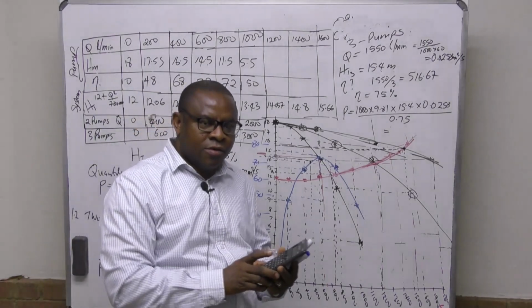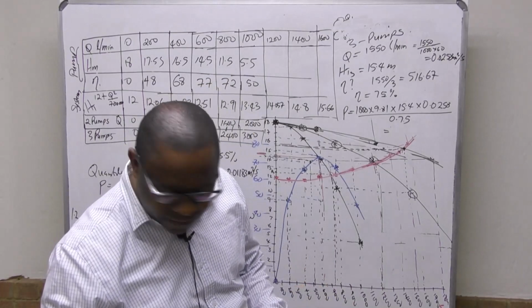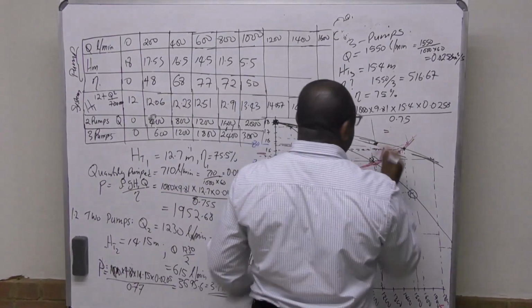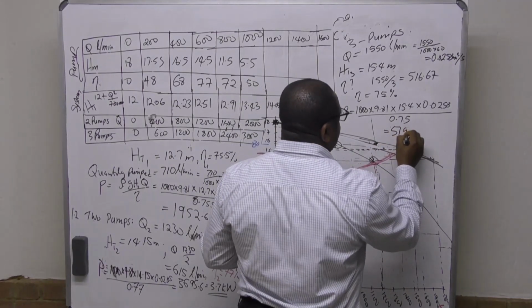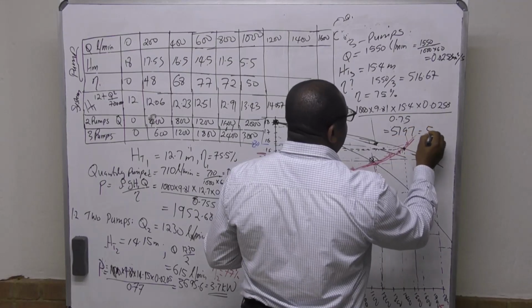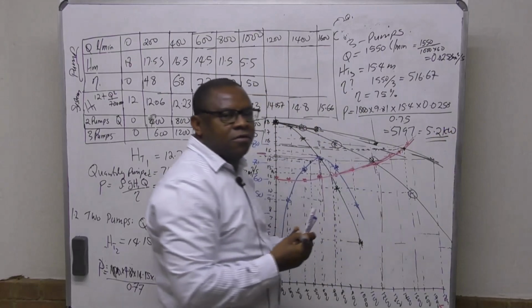Okay. We get about 5197. 5197. 5.2 kilowatt.